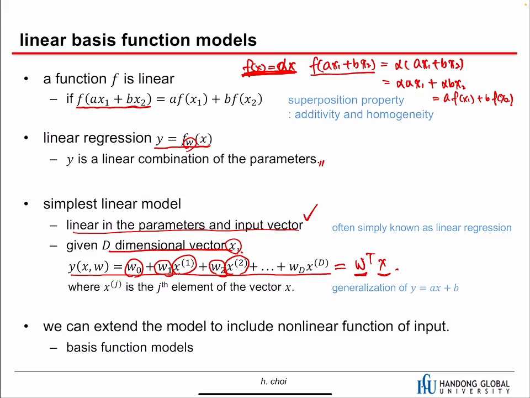Okay. We can extend this model to include nonlinear functions of the input. So we're going to change this part. Still, this is linear because we don't change this one. So this function is a linear function of w. Okay, so we're going to just extend this one with a nonlinear function.